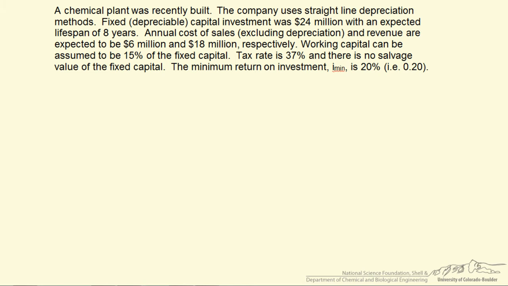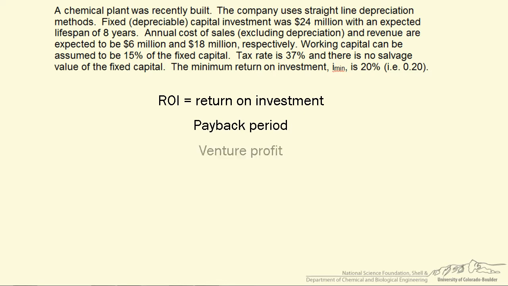In this screencast, we're going to look at some approximate profitability measures that we could use to determine whether or not a venture would be something you would invest in and move forward with in a profitable manner. And in the following example, we're going to look at a number of different types of analysis, including what we call the ROI, or return on investment, as well as the payback period. And we'll also touch on what's called venture profit.